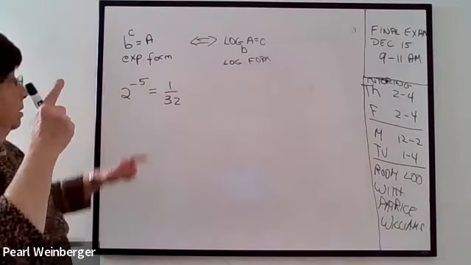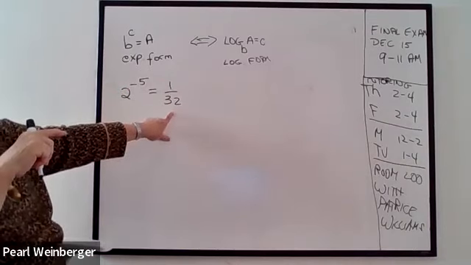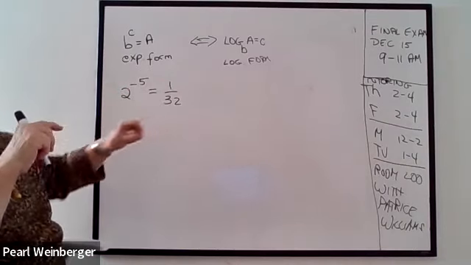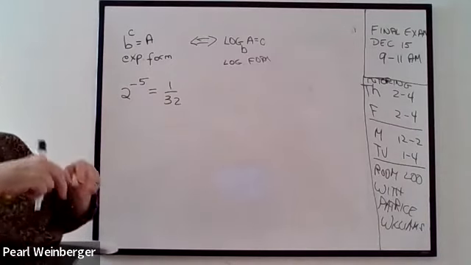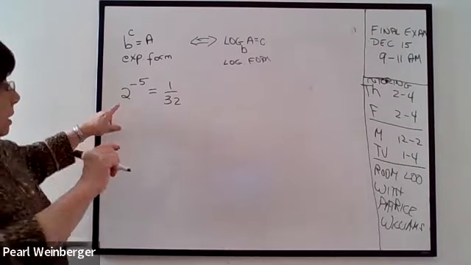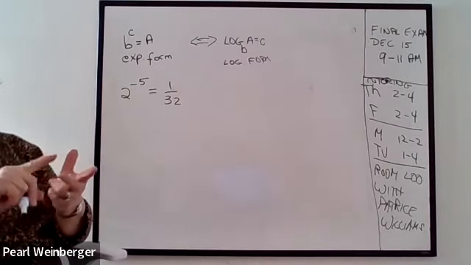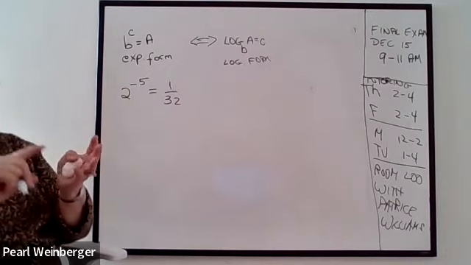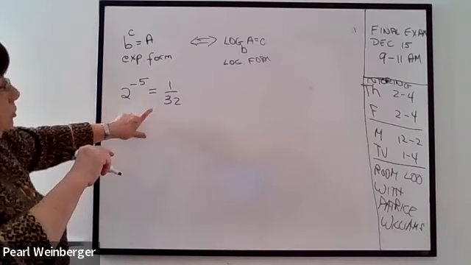How do I know that? Well, the negative is telling me that it's going to be a fraction. It's going to be in the denominator, because that's what a negative exponent does. It gives you the reciprocal. And 2 to the 5th is 2 multiplied 5 times. 2 times 2, 4, 8, 16, 32. So this is a true statement in exponential form.